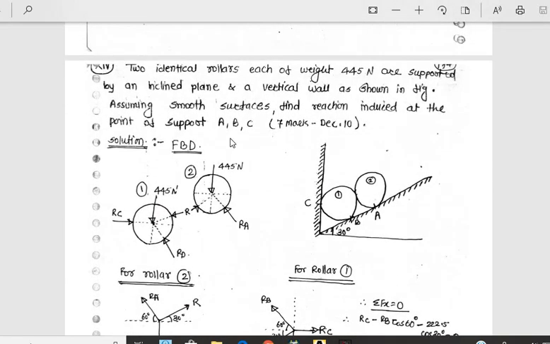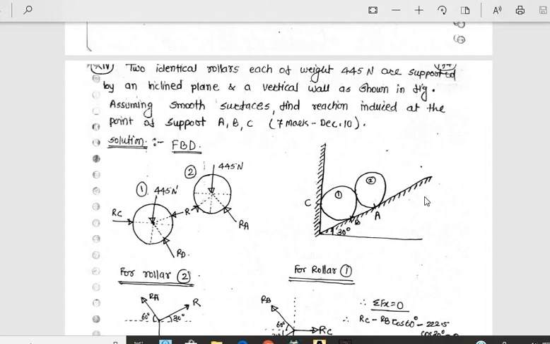Now next, two identical rollers, identical meaning similar weight, each of weight 445 Newton, are supported by an inclined plane and a vertical wall as shown in the figure. Assuming smooth surfaces, find the reactions induced at the points of support A, B and C. See, this is the situation.